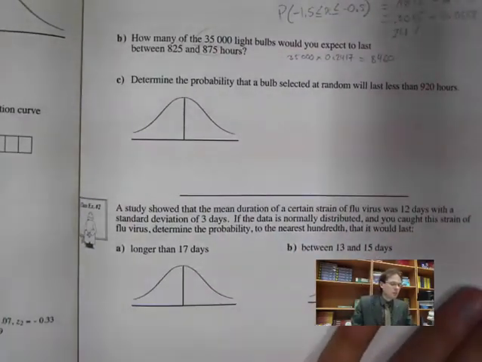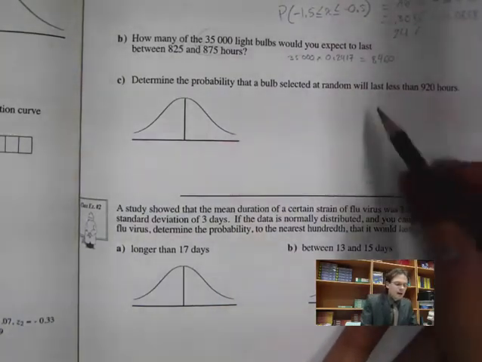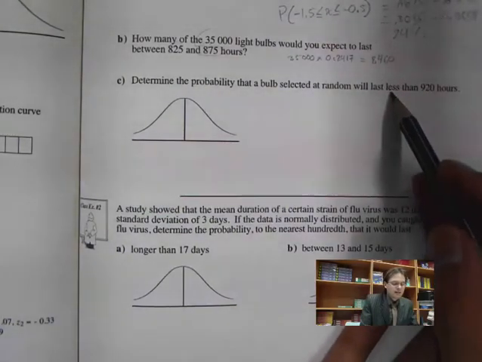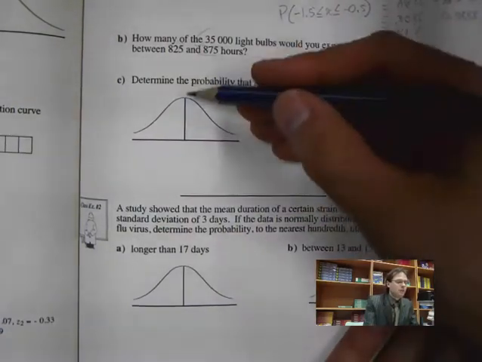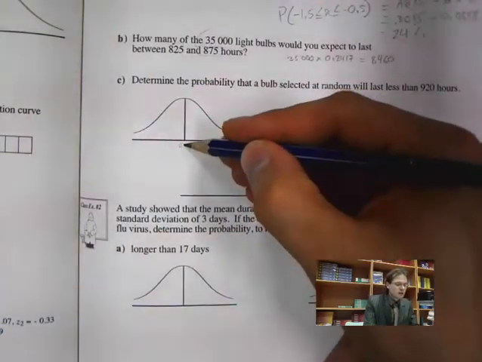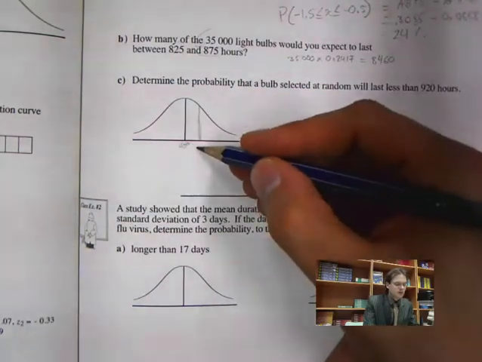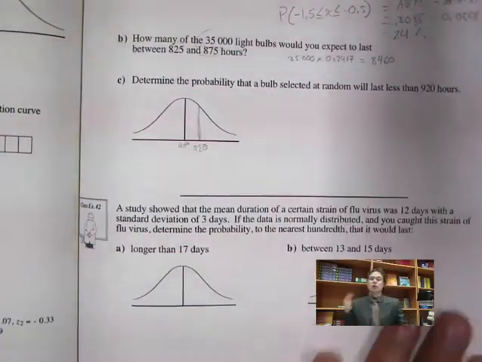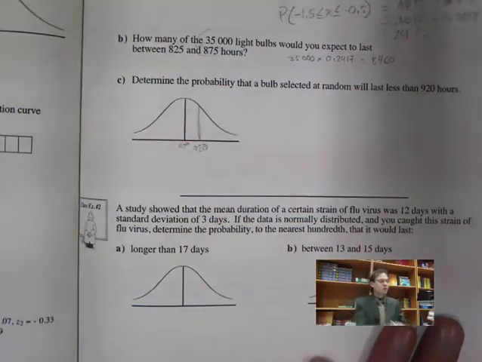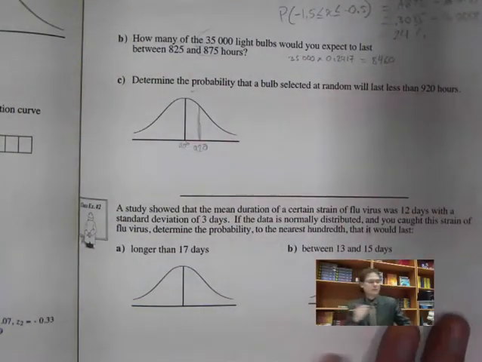C says determine the probability the bulb selected will last less than 920 hours. So the mean, once again, is 900. 920 hours is going to be somewhere right of the mean. But do we know how many standard deviations? No. So when we find the probability, we're going to have to first find the z-score.